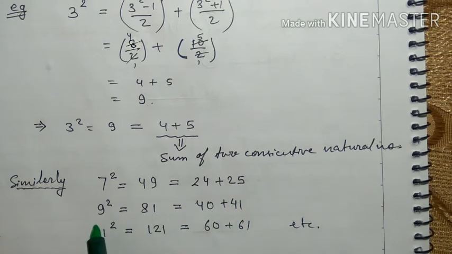Now this one, 9 square is 81. So 9 square can be expressed as (9 square minus 1) by 2. 9 square minus 1 is 81 minus 1, which is 80. 80 by 2 is 40, and 41: 81 plus 1 is 82, 82 by 2 is 41. So 81 can be expressed as 40 plus 41. So these are the two consecutive natural numbers.